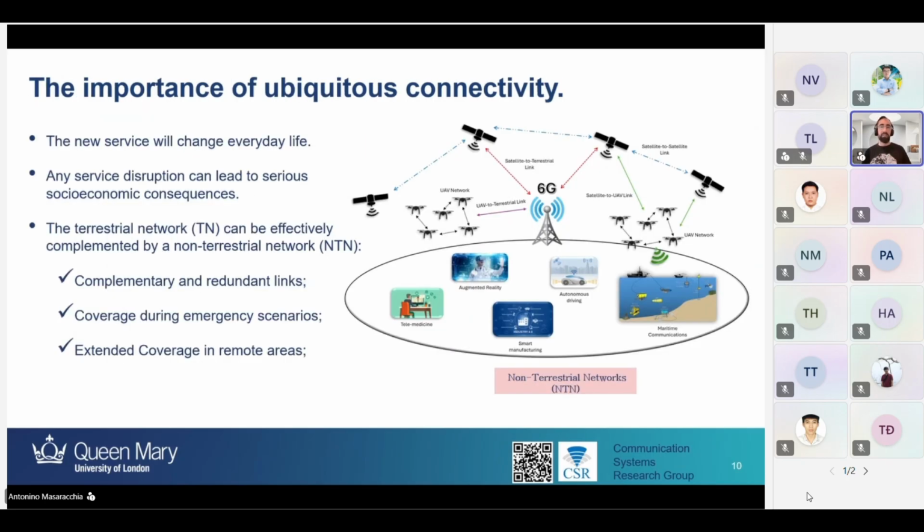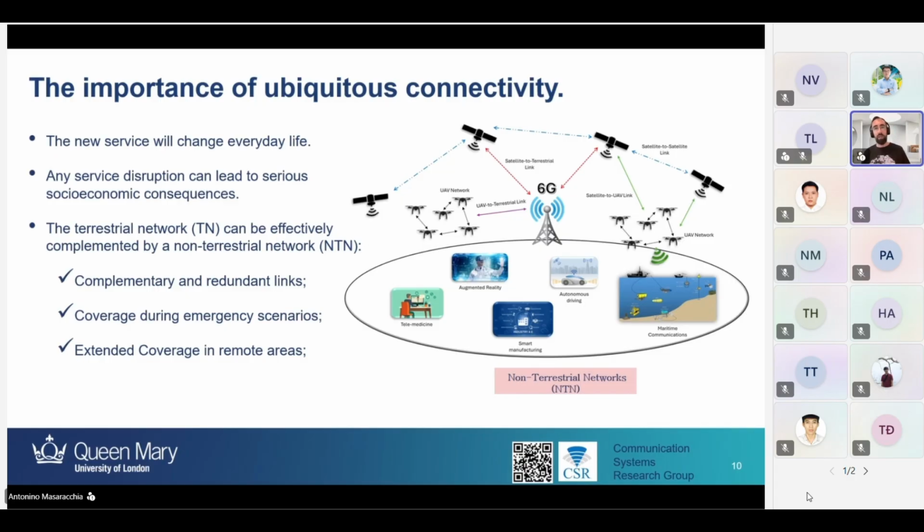So, in summary, 6G is expected to provide new life-changing services that are going to change our everyday life. These are services on the terrestrial side. Once these are deployed, what will happen if the network is disrupted? Any disruption can lead to serious socioeconomic consequences. So there is the need for good availability of the connection.